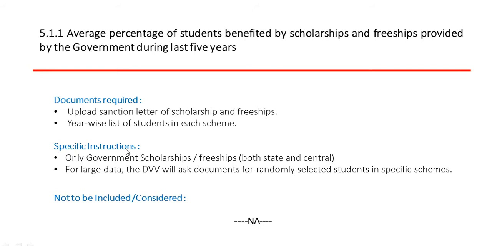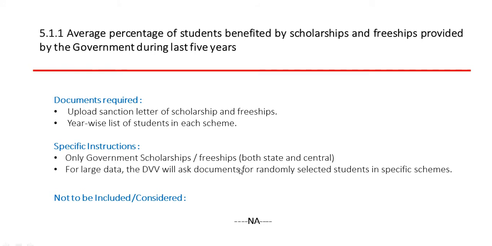The specific instruction says only government scholarships or free ships, both state and central government scholarships or freeships, can be considered in this metric. For the large data, the DVV will ask documents for randomly selected students in specific schemes.